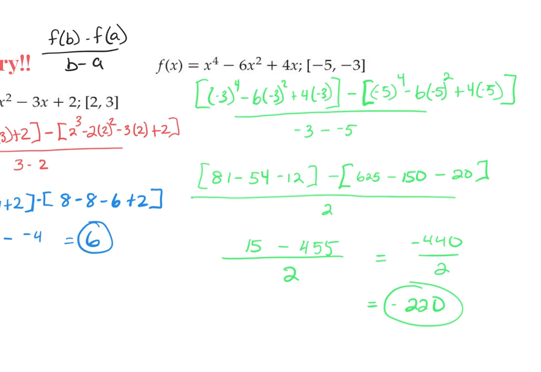So when we plug in -3 into the function and simplify, we should end up with positive 15. And when we plug in -5 into the function and simplify, we should end up with 455. So in our formula, 15 minus 455 is equal to -440. And -3 minus -5 is equal to 2. So when we divide, our average rate of change will be -220.